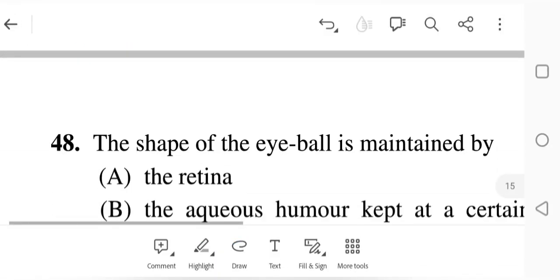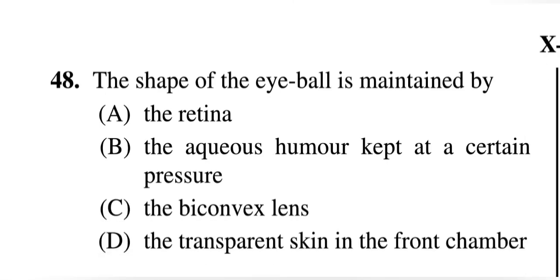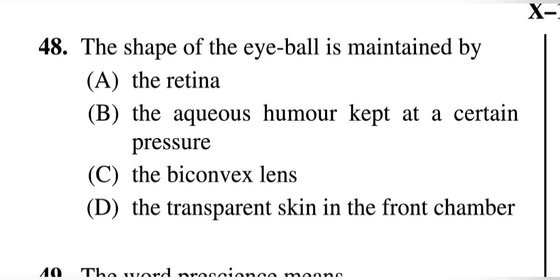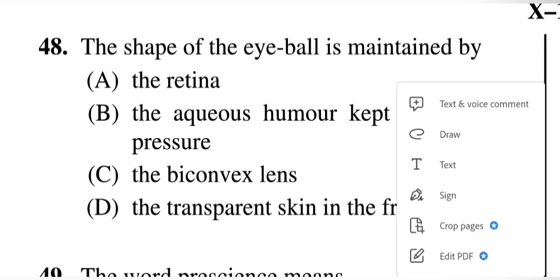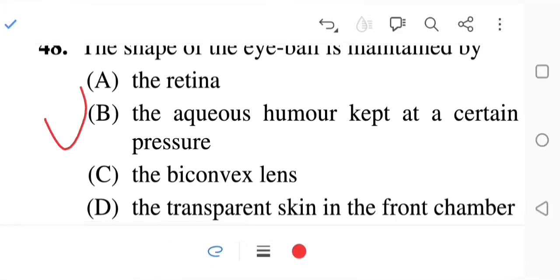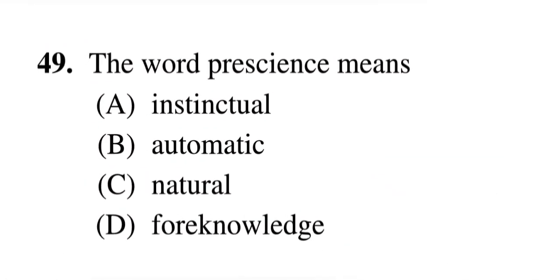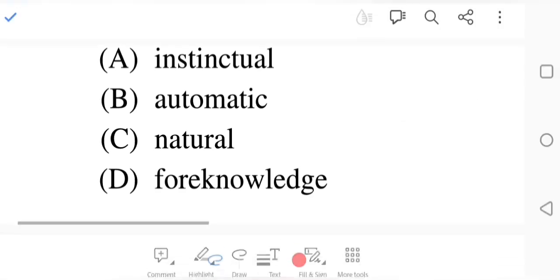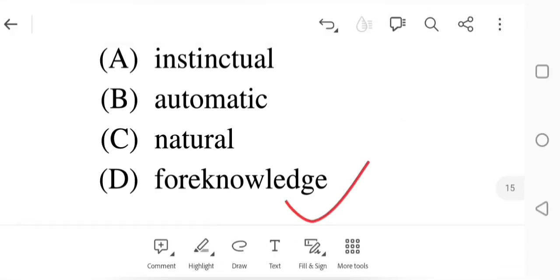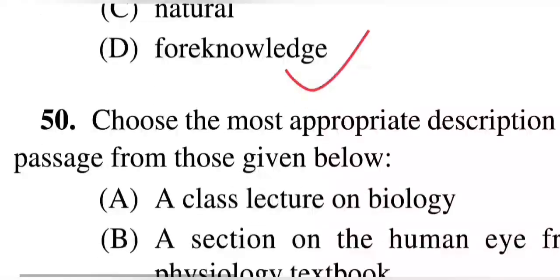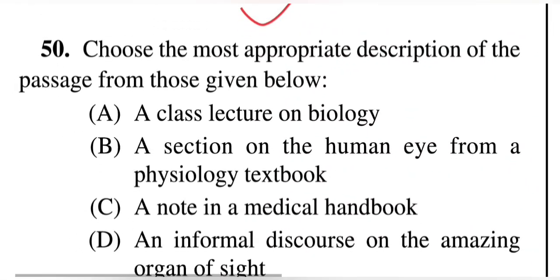Number 48, it says the shape of the eyeball is maintained by the retina, the aqueous humor kept at a certain pressure, the biconvex lens, the transparent skin in front of the chamber. 48, the answer is B, the aqueous humor kept at a certain pressure. 49, the word prescience means what? Instinctual, automatic, natural, foreknowledge. 49, D, foreknowledge is the correct answer, according to the passage given. Don't use your own knowledge here, you have to answer according to the passage.